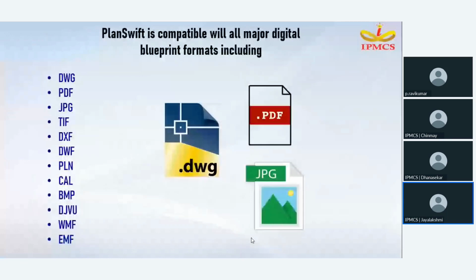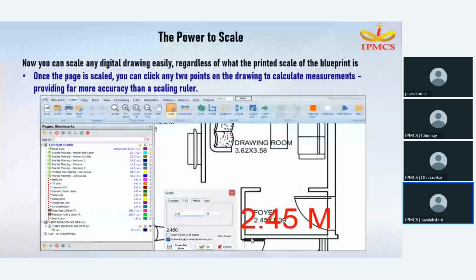Planswift supports all the major digital blueprint formats, which include DWG, PDF, or JPEG formats, even TIFF, DXF, PLN formats also. A number of formats are supported. Then let us move on to the advantages of Planswift. As I already discussed while covering difficulties in conventional takeoff, we discussed the scaling. It is very easy to do scaling inside Planswift, even if we have only one known measurement.